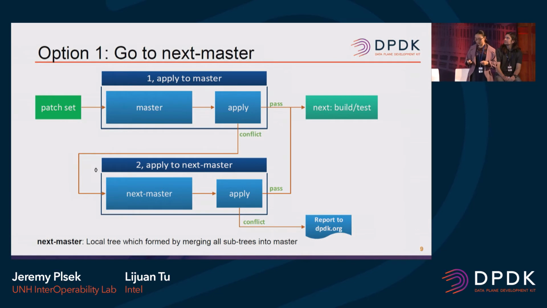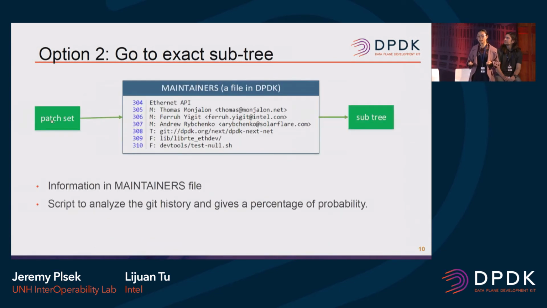And then I will take you to look at option 2. With option 2, the idea comes from the file from the maintainers. We have a file called MAINTAINERS in DPDK. In this file, you can see we have the maintainer information, the tree information, and also the file mapping information. We want to utilize this file and use a script to analyze the patch set, and then find out which tree the patch set should go to.